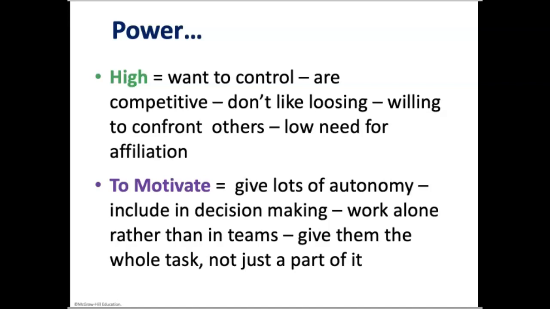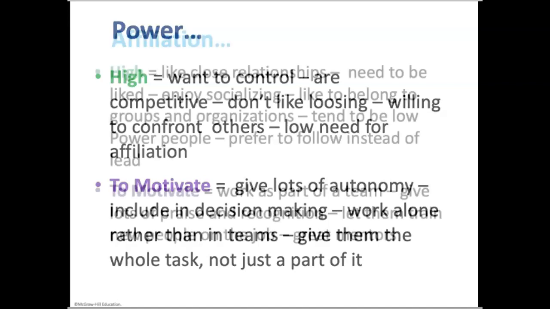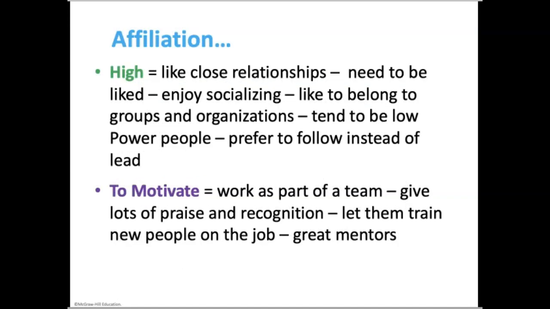To motivate, you need to give them lots of autonomy, include them in decision making, and let them work alone, as they would rather work alone than in teams. You need to give them the whole task, not just part of it. Affiliation: high affiliation people like close relationships, need to be liked, enjoy socializing, and like to belong to groups and organizations. They tend to be low power people and prefer to follow instead of lead.